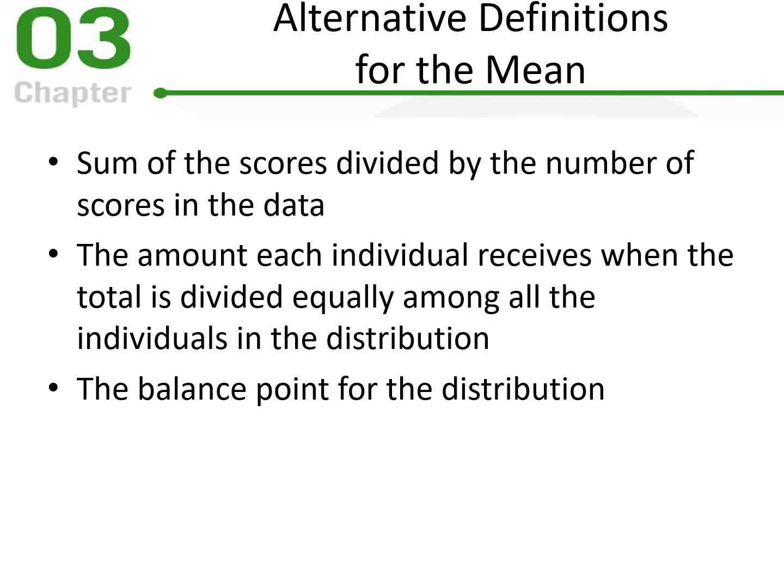So alternative definitions for the mean, it's the sum of scores divided by the number of scores. You can think of it as the amount each individual receives when the total is divided equally among all the individuals. So it's basically what everybody gets when you share equally. If you divided the wealth up equally amongst the number of people in your sample or population, that would be what everybody gets. That's the mean. You can think of it as the balancing point of the distribution. If you look at it like a seesaw, it's where you would put the fulcrum, the actual lever to balance it out.